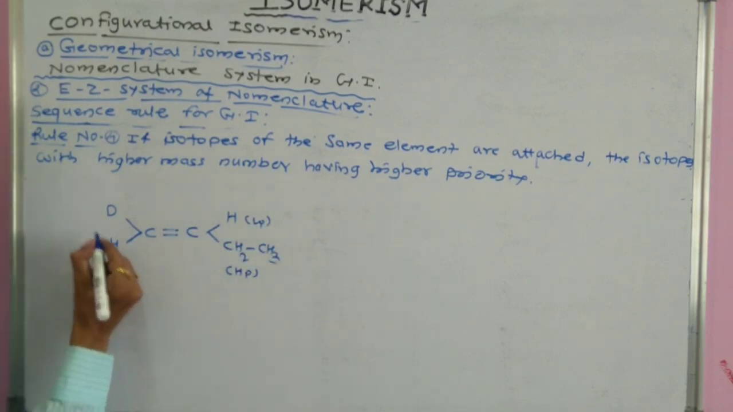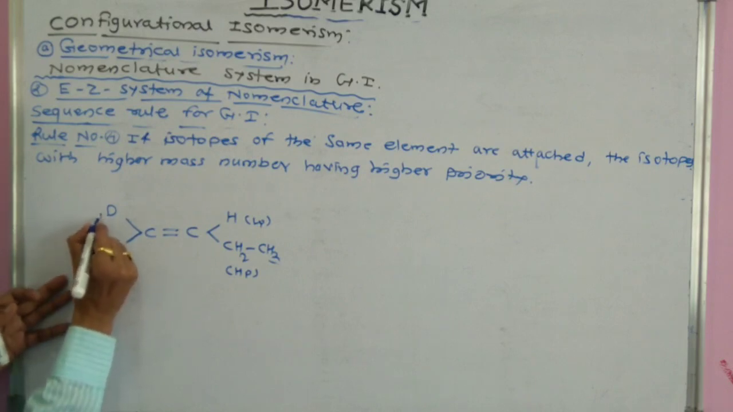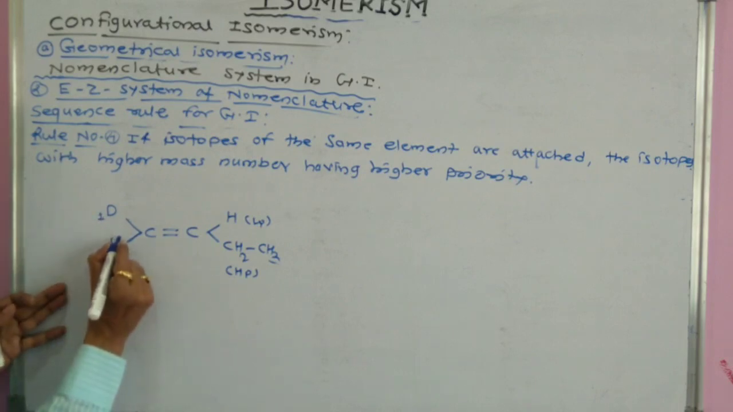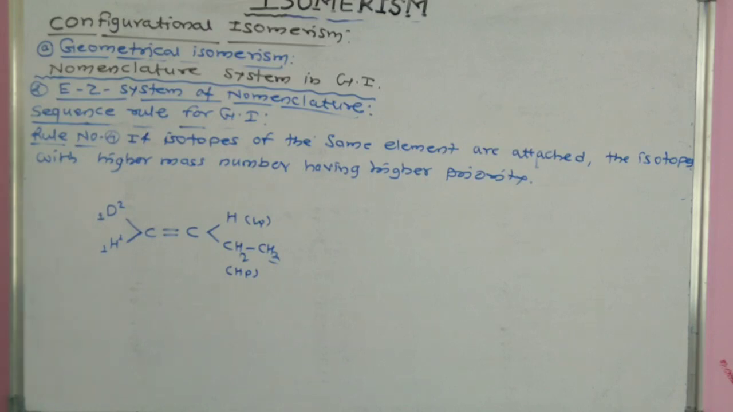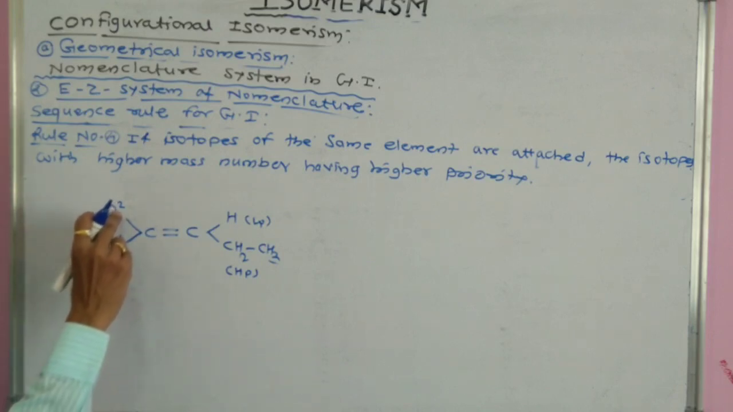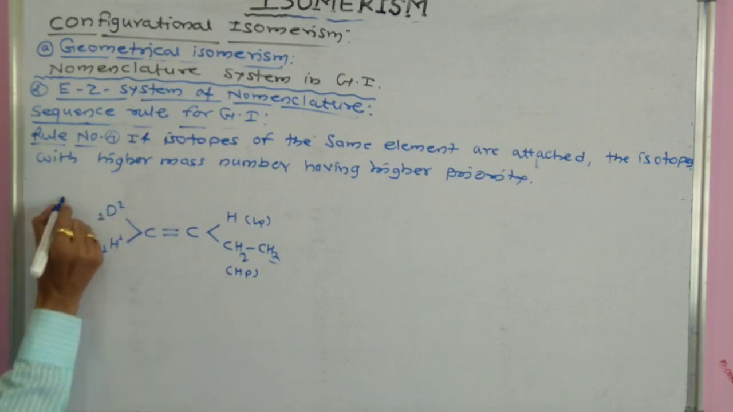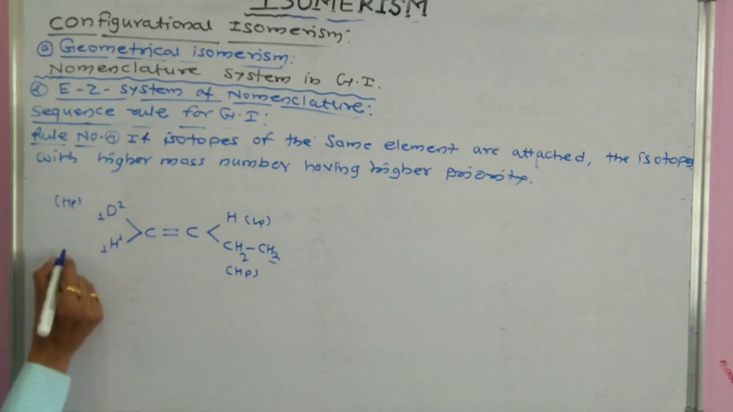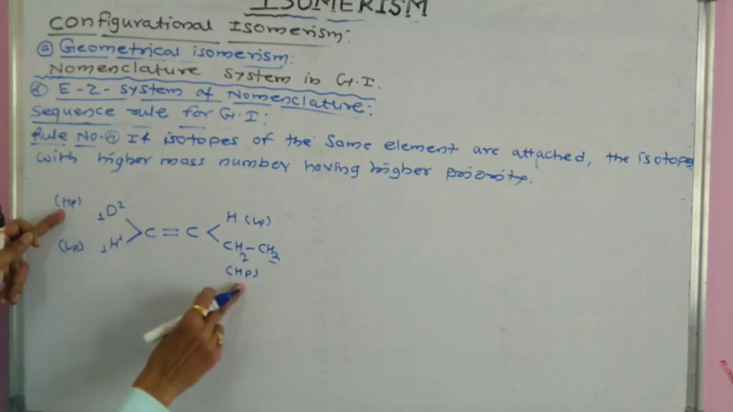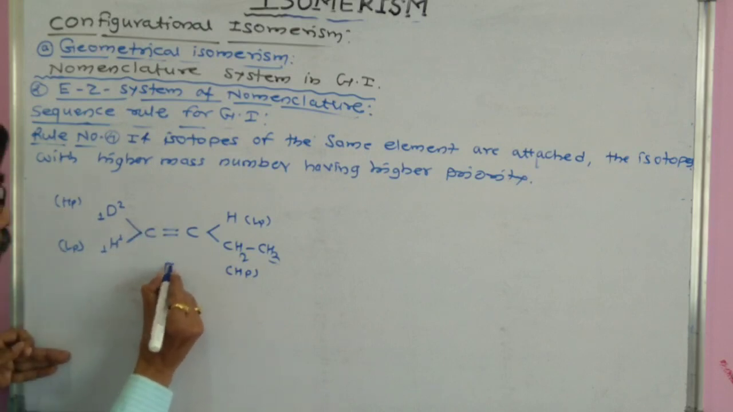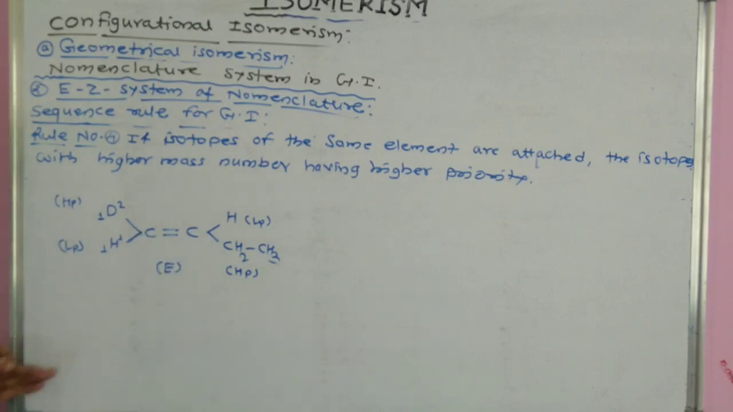Now in this case, the atomic number of hydrogen is 1 and the atomic number of deuterium is 1, but the mass number is 2 for the deuterium. So this isotope having mass number 2 has the higher priority, and this hydrogen has the lower priority. In this example, the higher priority groups are on the opposite side of the double bond. Therefore, it is the E configuration.